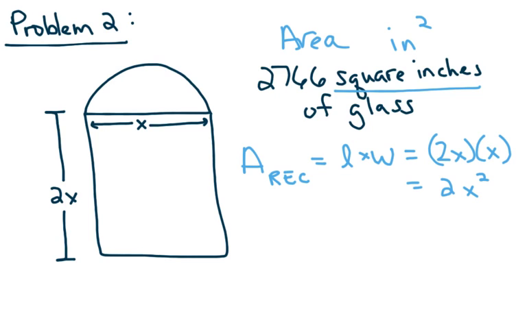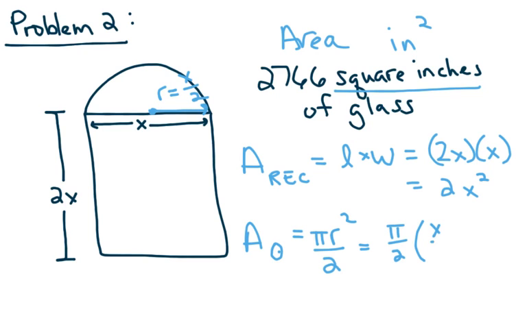The semicircle is going to take a little bit more work because you have to start with the formula for the area of a circle. Well, the area of a circle is pi r squared, except that we don't have a whole circle, we have half a circle. So we're going to divide that by 2. Now the next question is, what's the radius of that circle? Well, the radius is half of that length. If the entire length of the diameter is x, then the radius must be half of that, or x over 2. So I'm going to separate this a little. I'm going to write this as pi over 2 times r squared.